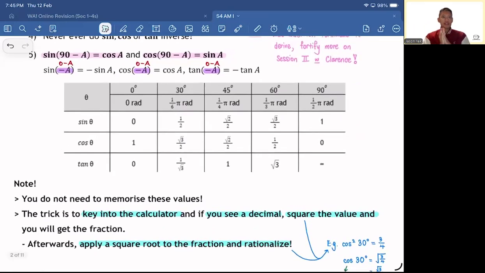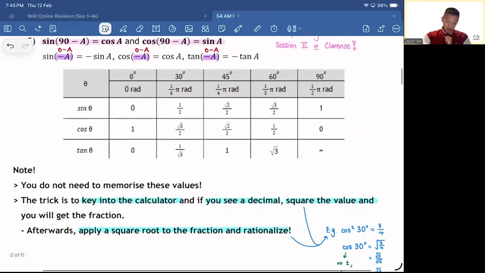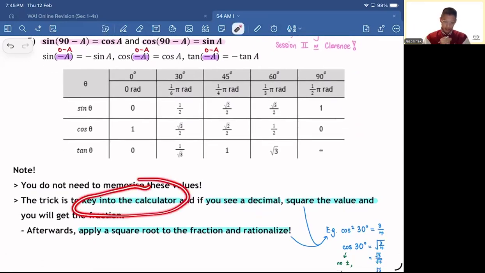Now, over here, you see this table and understand that it will be a bit troublesome because you all will memorize. But I urge you all, no need to memorize at all. Why? What the trick is to do, all right, you key into the calculator.